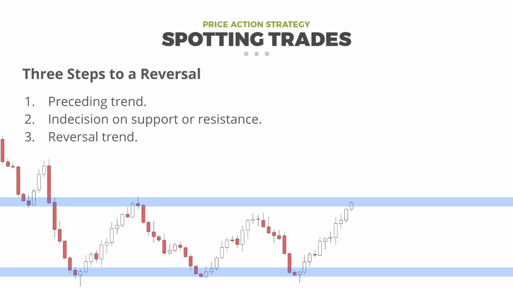So a support area, what is a support area? A support area is an area full of buyers. This is a support area. A resistance area is an area full of sellers. When indecision forms on support or resistance, it's much more significant, because then you have the sellers from resistance backing you up and you have the buyers from support backing you up. There's also another important point, but that comes down to entry, so we'll talk about that in a second. So these are the 3 steps to a reversal trade.